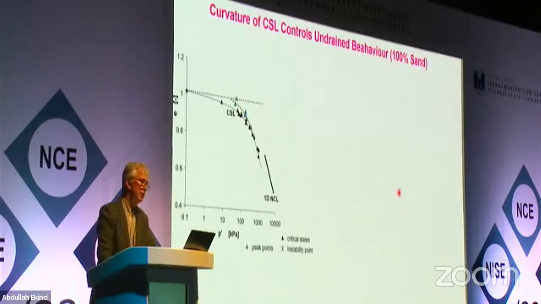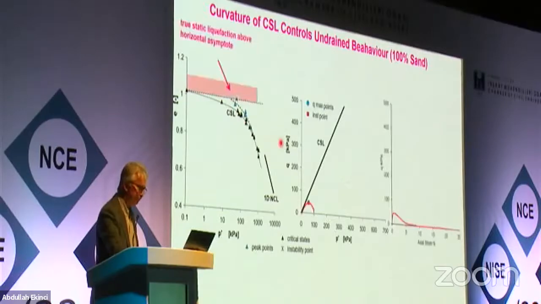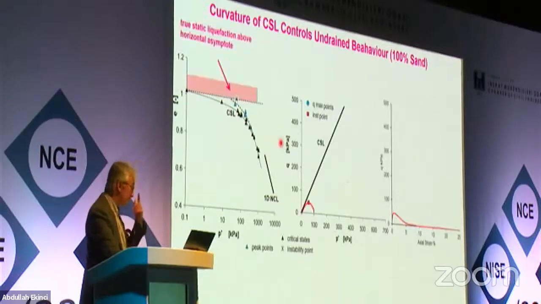Now, it's this curvature of the critical state line that I want to emphasize, because that's what controls the static liquefaction. We'll stick with the 100% sand data, any of the other gradings. So here are the e, log P dash data for critical states. I want you to notice the horizontal asymptote, which is all important. And we're going to plot the stress paths on Q, P dash. We'll divide it up into 3 zones.